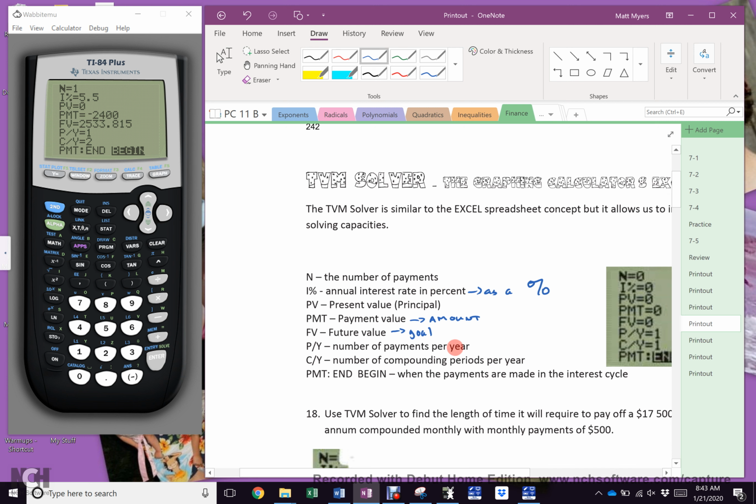Number of payments per year. I'm paying every month for my retirement, so what would I put there? 12. Compounding periods, we've already talked about that. If it's compounded quarterly, how many in a year? 4. All right? And end, beginning. That's a little bit weird. It's a little tough to explain. It depends on when you get your interest.